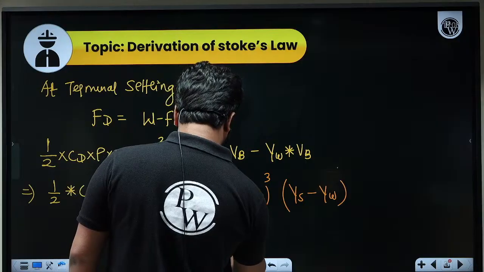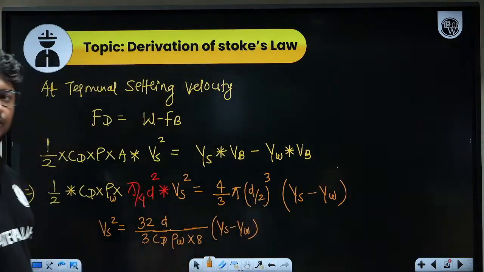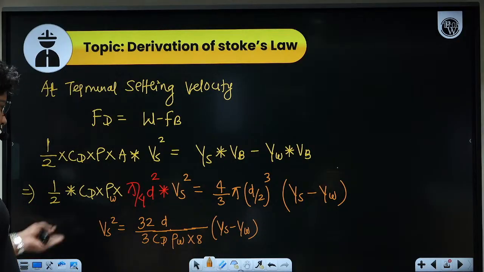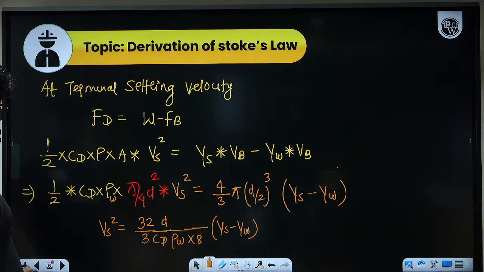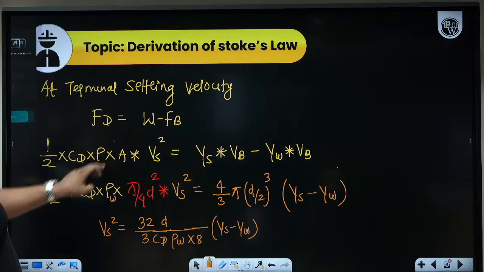In bracket you have gamma s minus gamma w. Without any doubt, I'm using this equation. I'm taking to the next slide. Taking an extra slide for this.